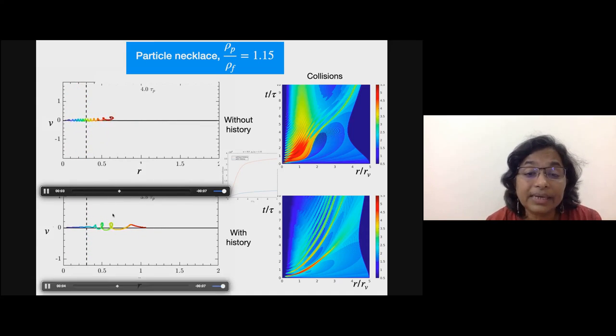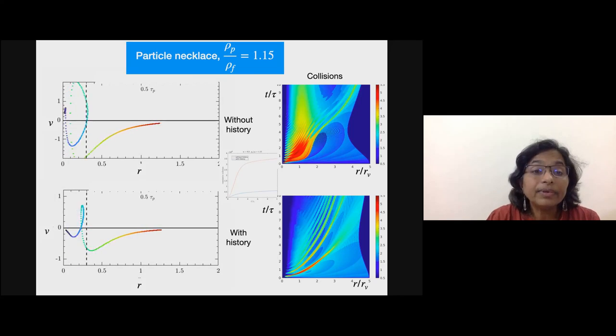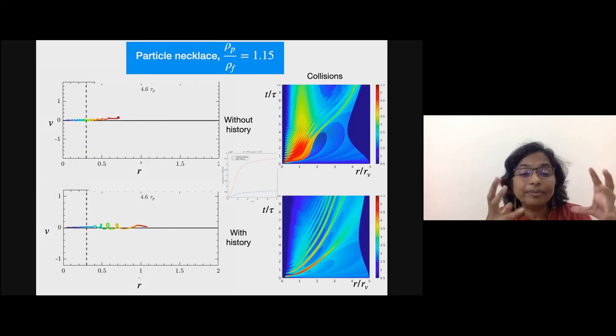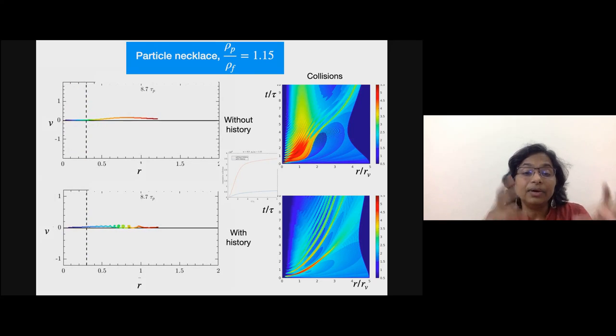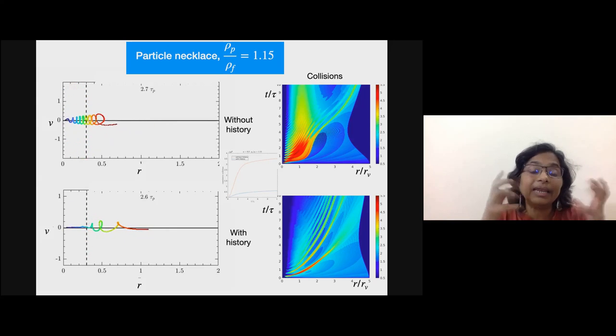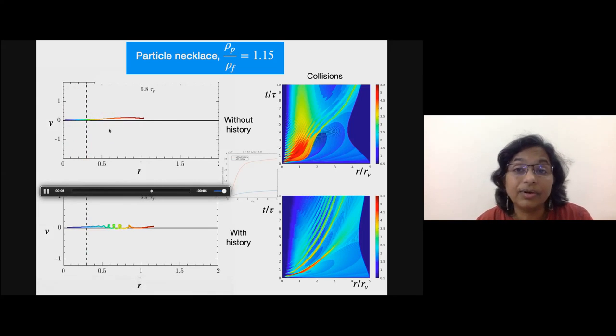And here you see that when you include Basset history, a lot changes. The loop thing is quite different with Basset history. These loops last longer and they go on to a further distance. So the effect of caustics stays for a longer time, but the caustics are less violent than without the Basset history. So for lighter particles, we need to use Basset history.